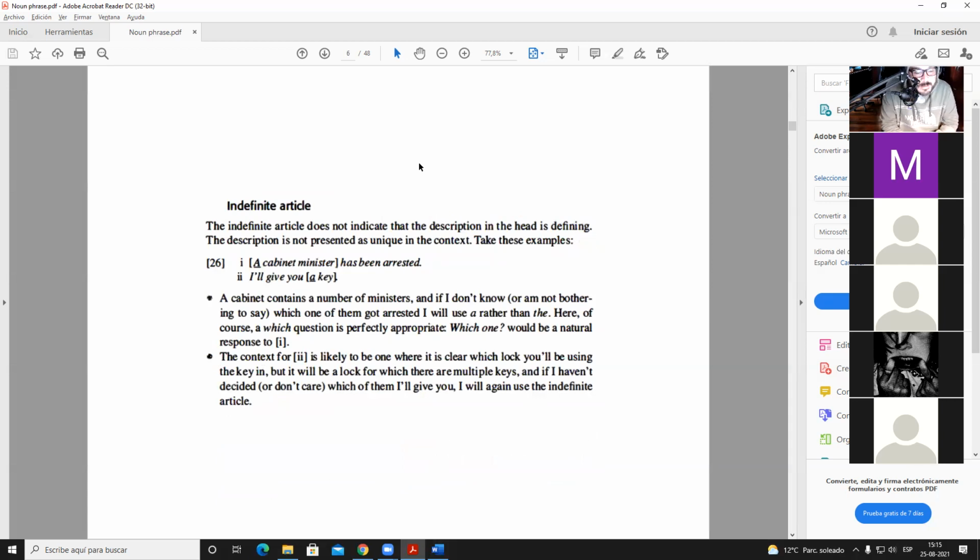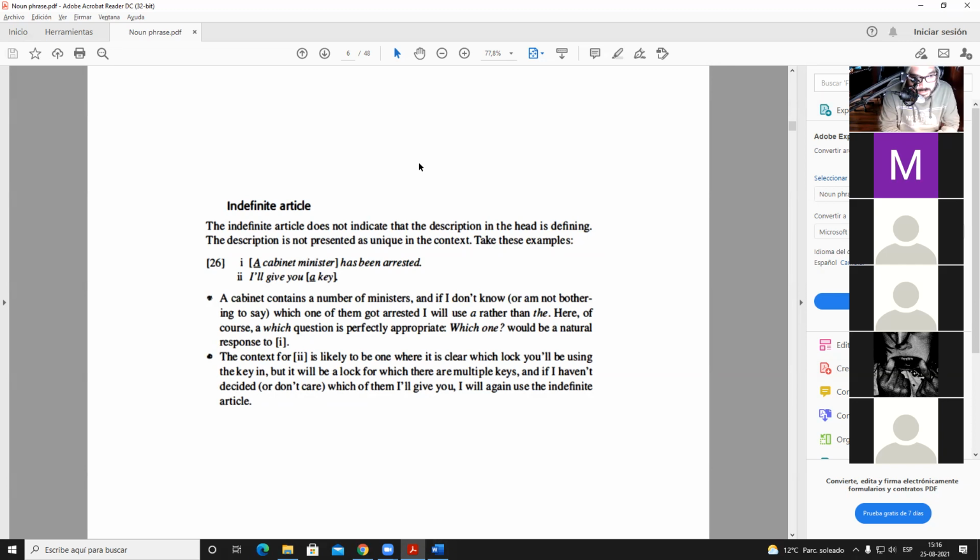The indefinite article obviously is the other way around. It doesn't indicate that the description in the head is defining. That is to say, you can't be sure. The description is not presented as unique in the context. Take these examples. Number one, a cabinet minister has been arrested, but I don't know which one, right? Number two, I'll give you a key, but I don't know which one.